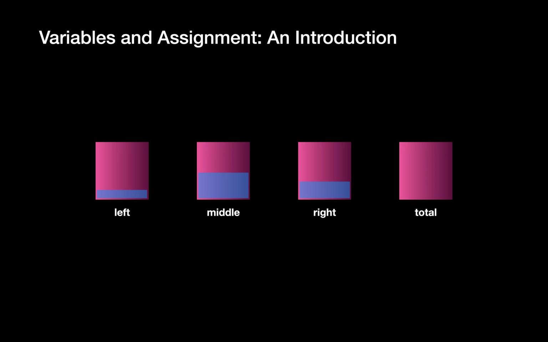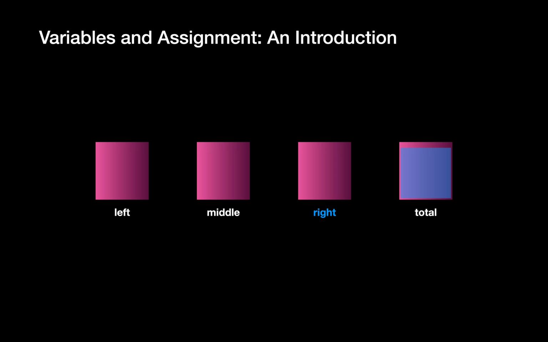So for example, if we use the names left, middle, and right to refer to our 3 buckets and total as the name of the 4th bucket, then we can describe the process of combining the buckets as a 3-step process. So first, pour the contents of the left bucket into the total bucket. Second, pour the contents of the middle bucket into the total bucket. And finally, pour the contents of the right bucket into the total bucket. That's an example of a 3-step algorithm. And by using the names attached to each bucket, we can refer unambiguously to each element of the task.